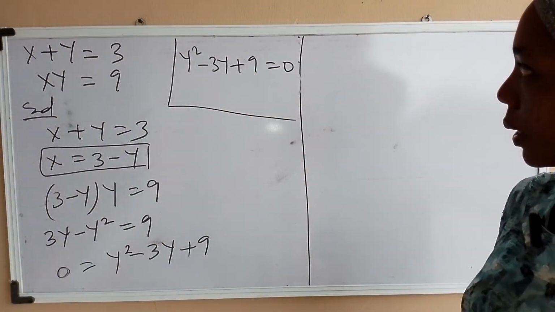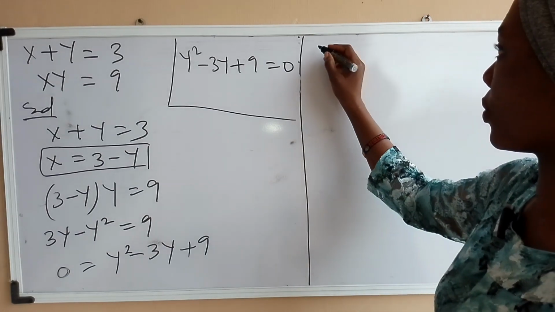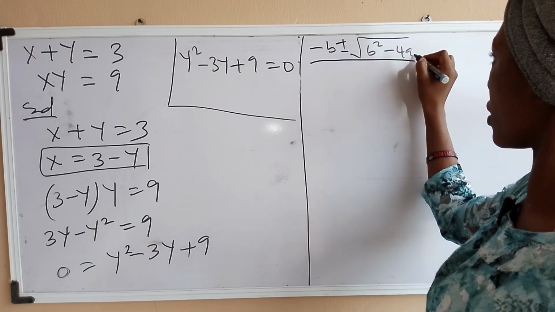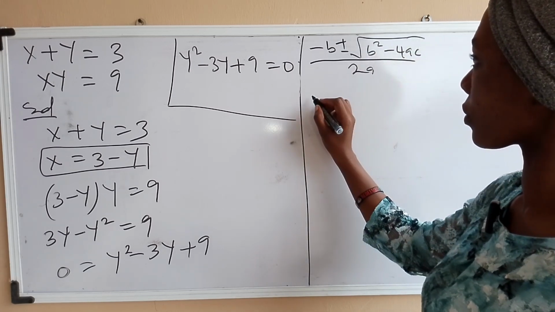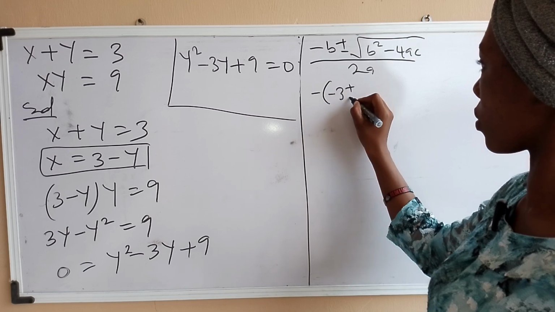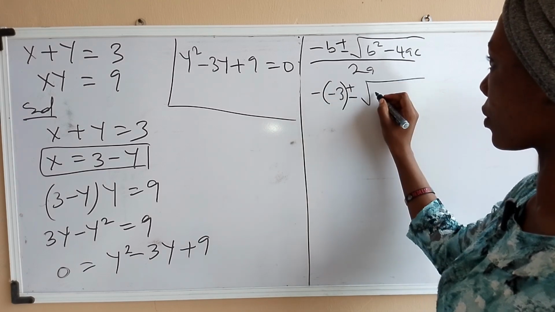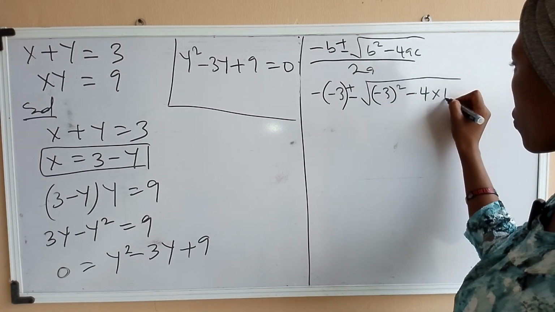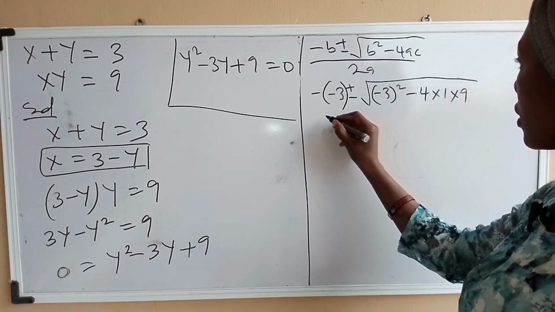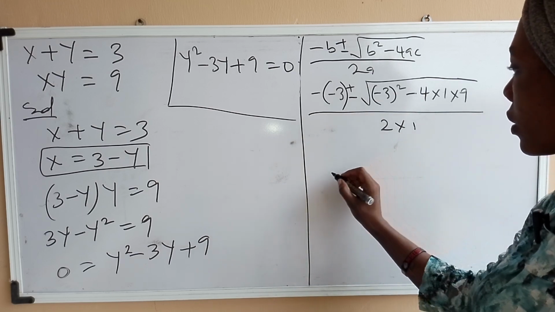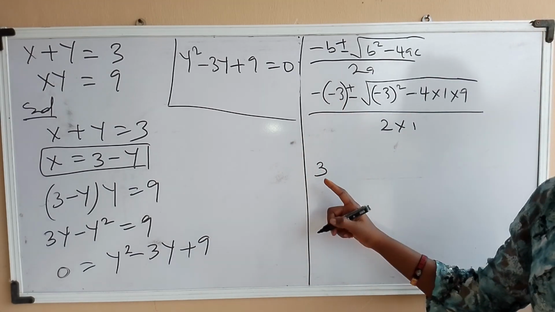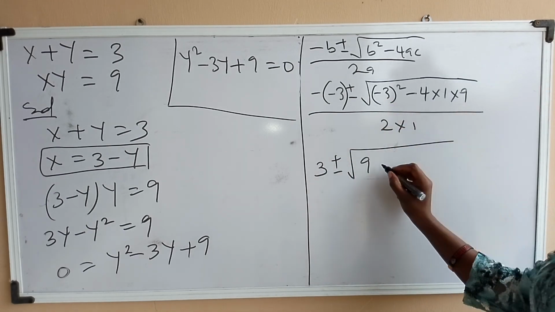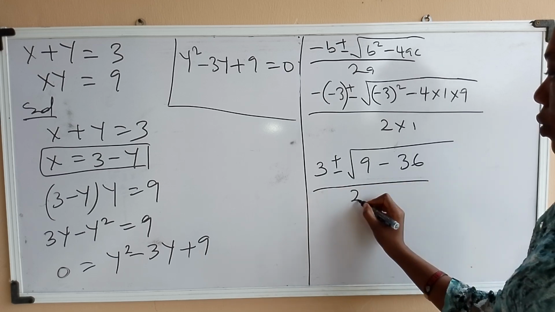So we're going to now use the formula method to solve this one. x equals minus b plus or minus square root of b squared minus 4ac, all over 2a. So this is minus minus 3 plus or minus square root of minus 3 squared minus 4 times 1 times 9, all over 2 times 1. This will give me 3, minus times minus is plus, plus or minus square root of, this will give me 9 minus 36, all over 2.